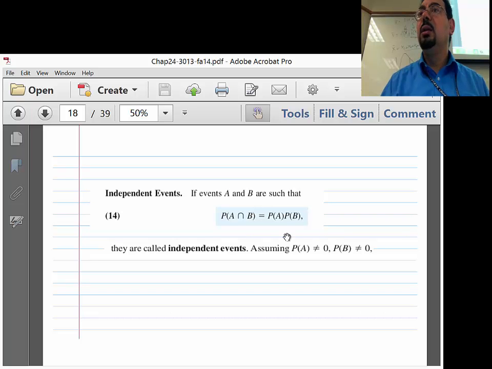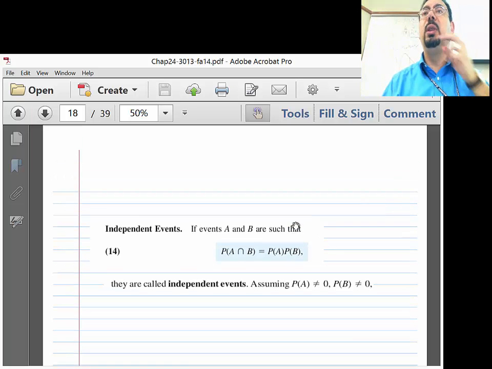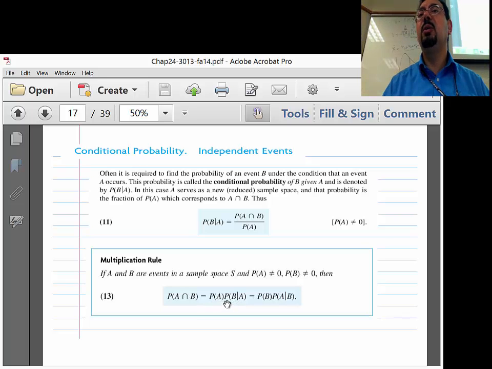Alright? The probability of that happening is the probability of A multiplied by the probability of B. And when they actually depend on each other, where for B to happen, A also needs to happen first, it's the probability of A, and then multiply by the probability of B, conditioned on A having already happened.